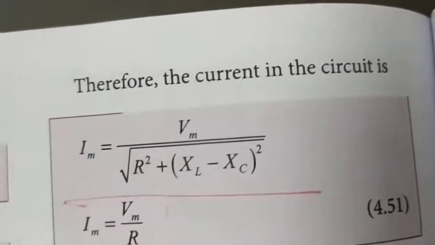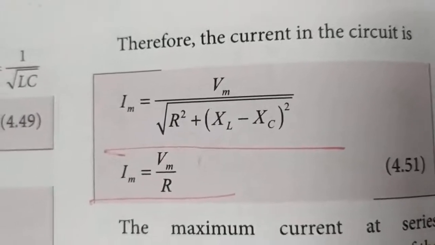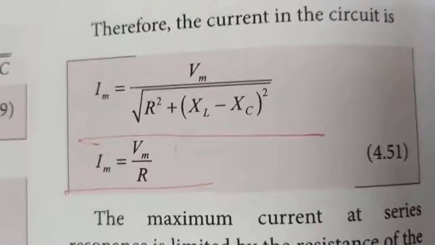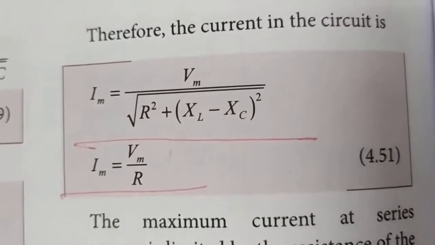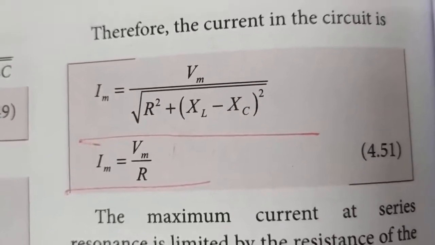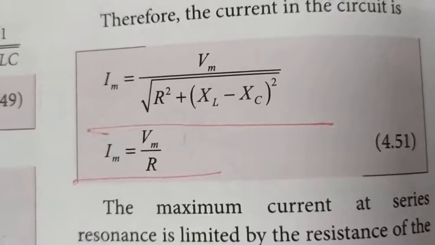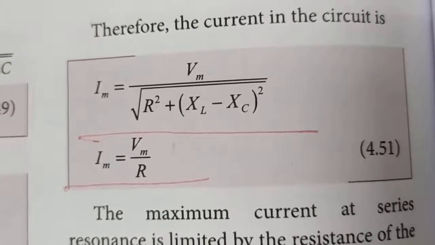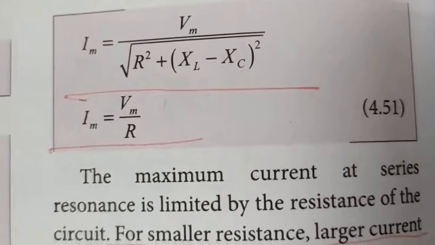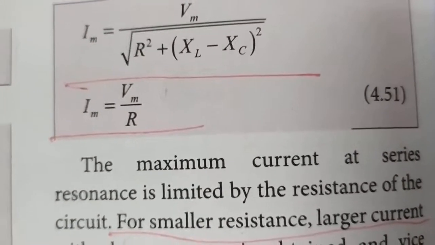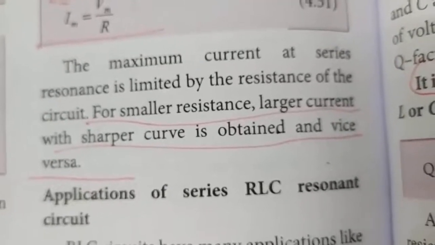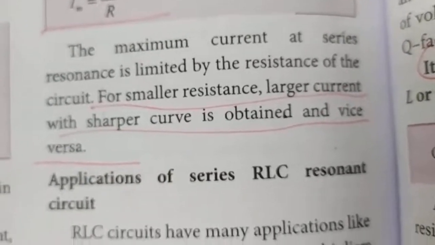And here when you see the current equation, according to Ohm's law, I is equal to V by R. So Im is equal to Vm by square root of R square plus XL minus XC the whole square, and you can replace this by Z, that is the denominator in this equation is nothing but impedance. So when XL is equal to XC, Im is equal to Vm by R, because the term gets cancelled. And so here for smaller resistance, larger current with a sharper curve is obtained, and vice versa.